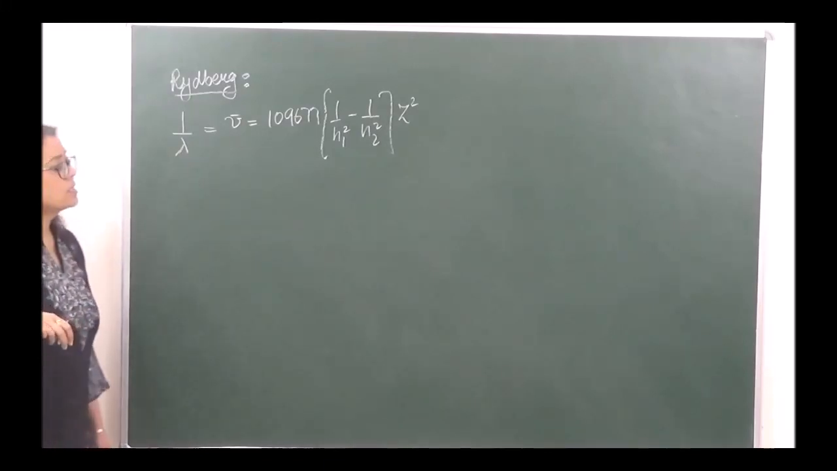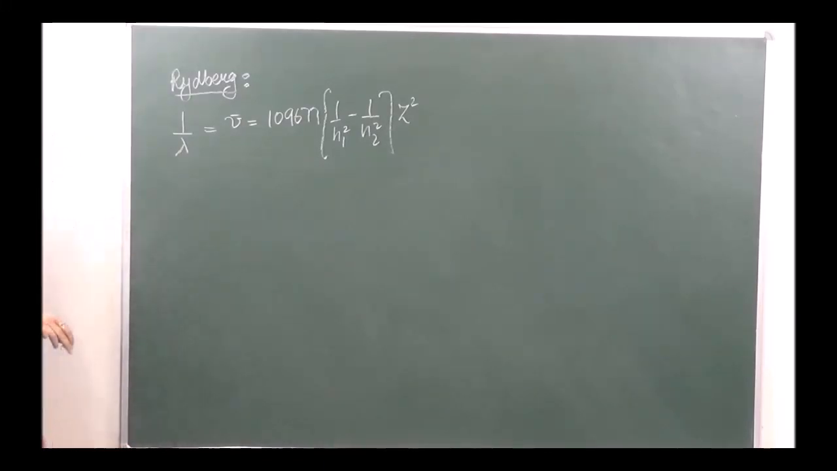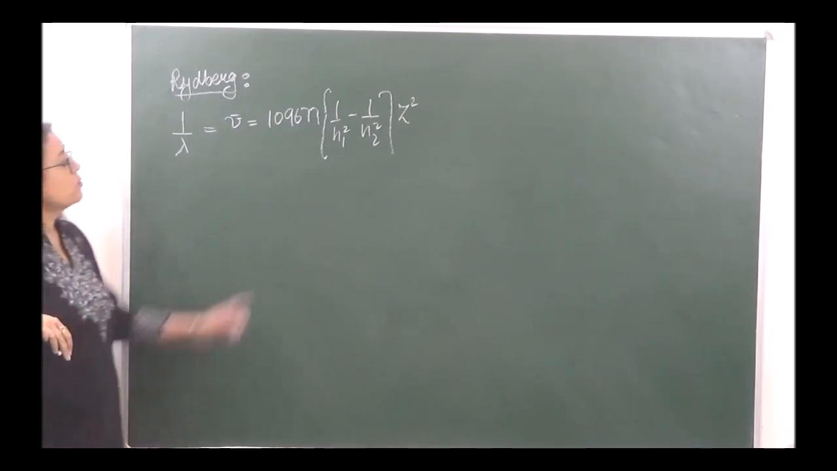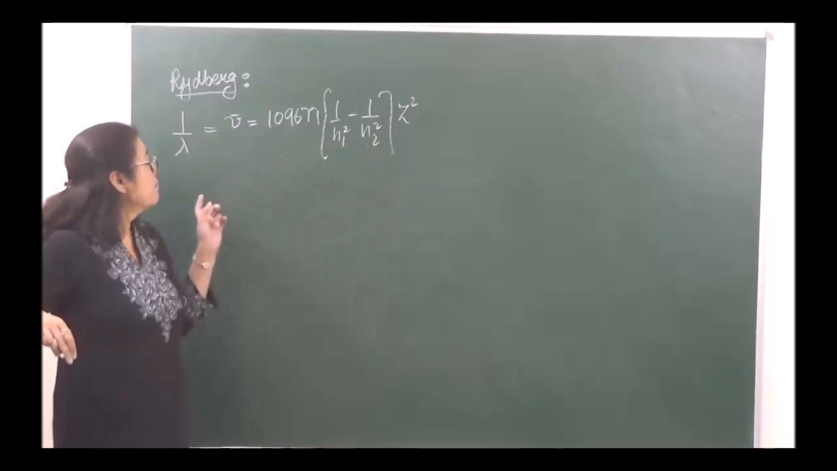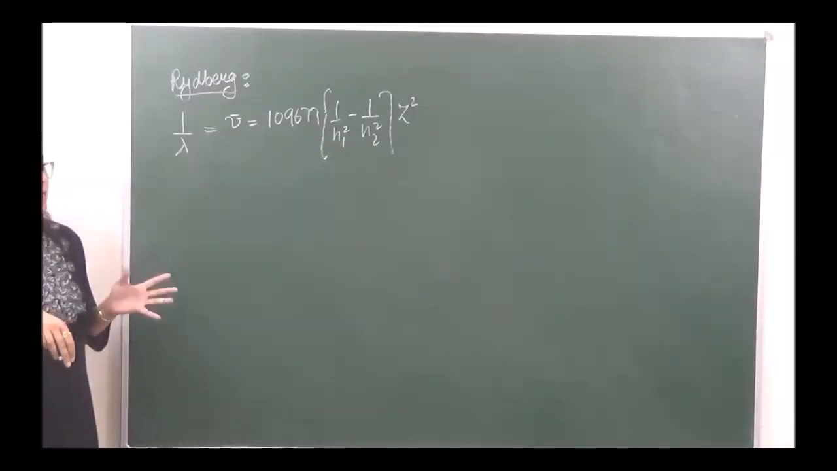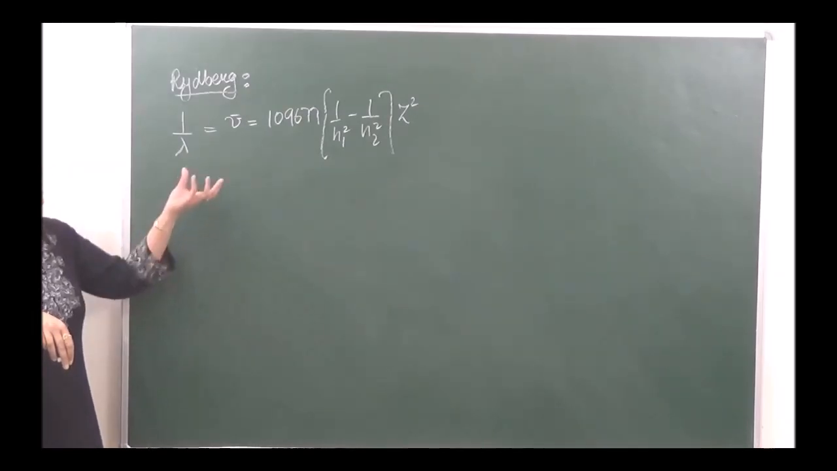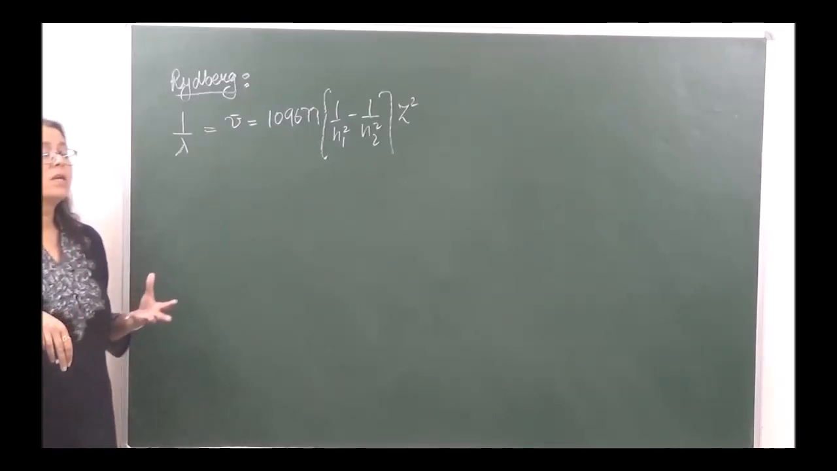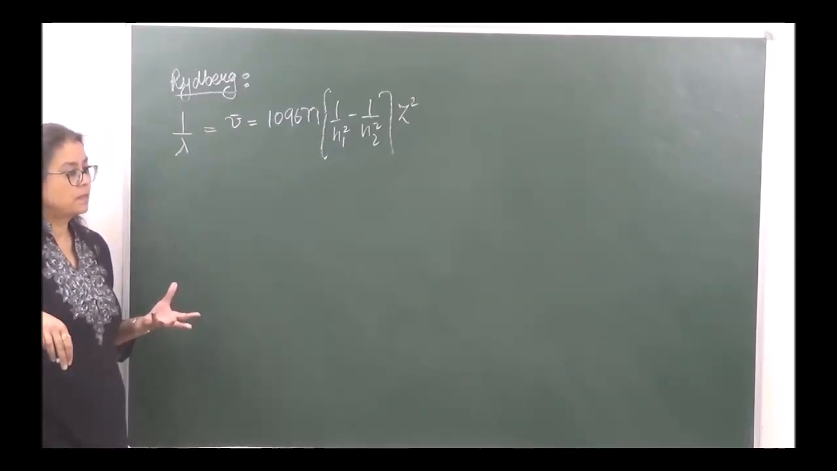This expression also gave us the reason why different lines were seen in the emission spectrum or the absorption spectrum. That was because when the electron was jumping to different levels, the value of lambda was also different. Because the value of lambda was different, there were various lines seen in the spectrum.